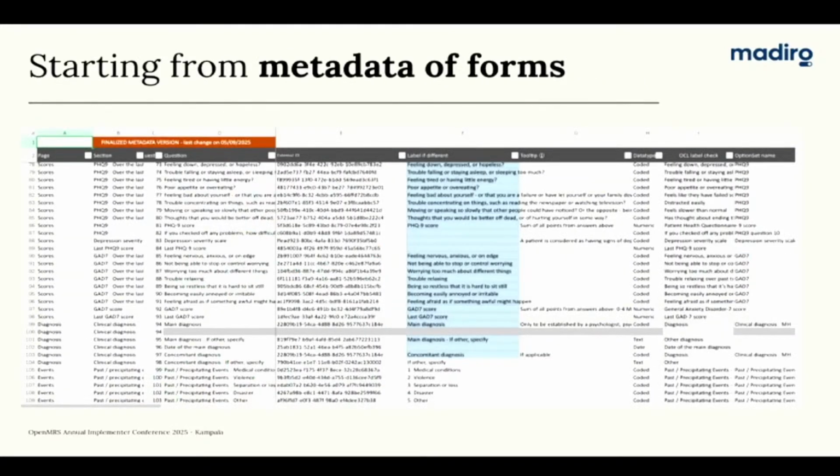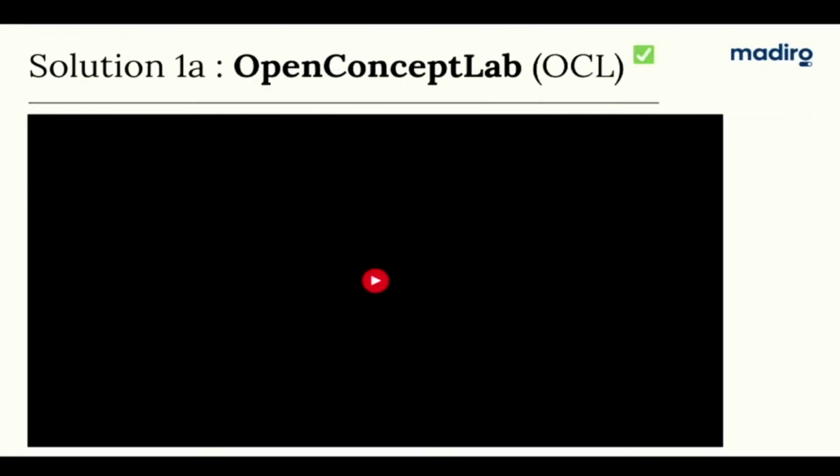So assuming that we have this first version, first spreadsheet with all the concepts that you need in your form, the first solution that we went with is OCL. So we were already using OCL. For those who don't know about it, it's really this digital public good that serves as a repository for your content. It's public, it's free, you can use the platform. And then it will allow you to really store all your concepts and map them with existing content. And so it also allows you to reuse it in different projects and implementations.